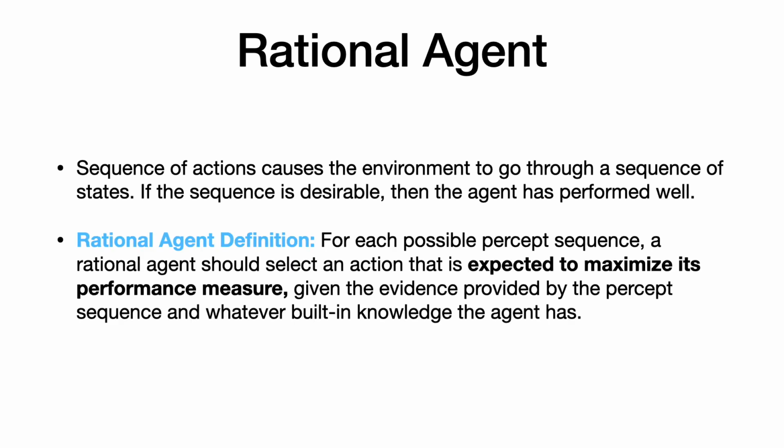So here comes something called a performance measure. We need to maximize its performance measure. That performance measure can be anything. Suppose a robot wants to move to a destination, and if it moves closer to the destination, maybe the performance measure gives a positive score. If it goes further, it gives a negative score. So a rational agent attempts to maximize a performance measure to quantify whether the sequence of steps taken is good in some sense. So that's how we define the rational agent.